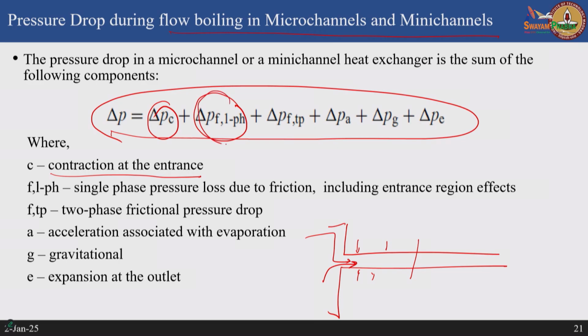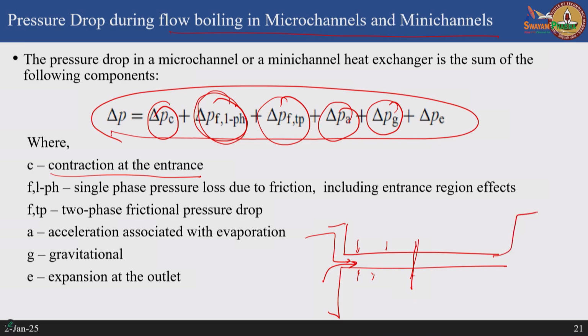Therefore, the single phase contribution also might be important, and then the two phase contribution starts. Once flow boiling happens, there are two phases, so you have to calculate the pressure drop due to the two phase flow. Then there is something called the acceleration pressure drop, because if you have large amounts of vapor, the vapor is going to move much faster than the liquid, and this acceleration component will induce additional pressure drop. Then there is a gravitational component. This depends on the size of the channel. If you have a very small microchannel with a very small bond number, then the gravitational pressure drop may be insignificant. And then finally you have the expansion.